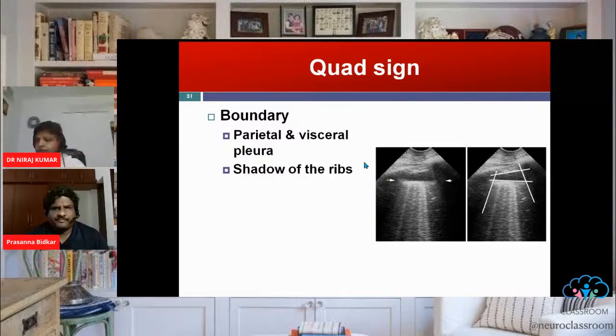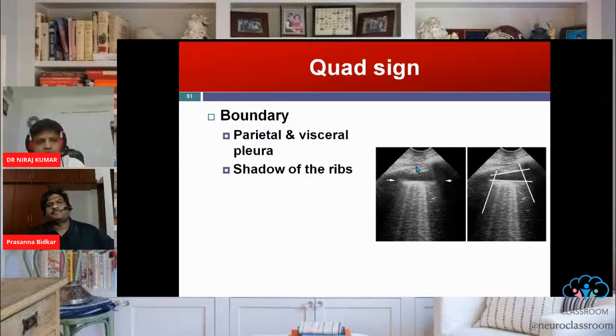Now there are various signs of this pleural effusion. The one is the anechoic sign, and also in the literature you may find the quad sign. So you can see that this is the parietal pleura and the visceral pleura, and the fluid is present between the two. So there are four boundaries of the pleural effusion. This is upper boundary. This is superior, and this is inferior, and this is upper, and this is lower.